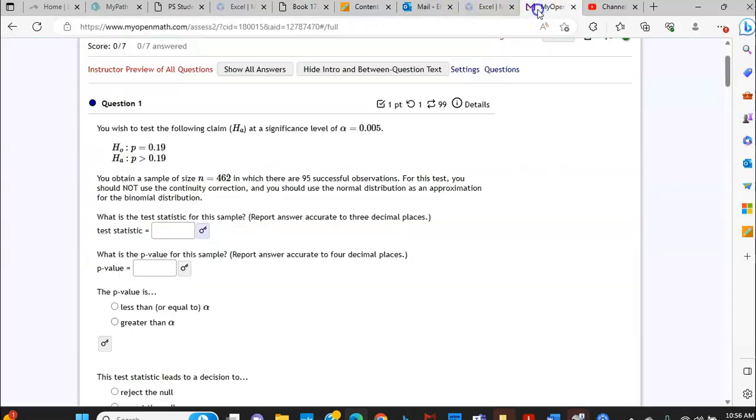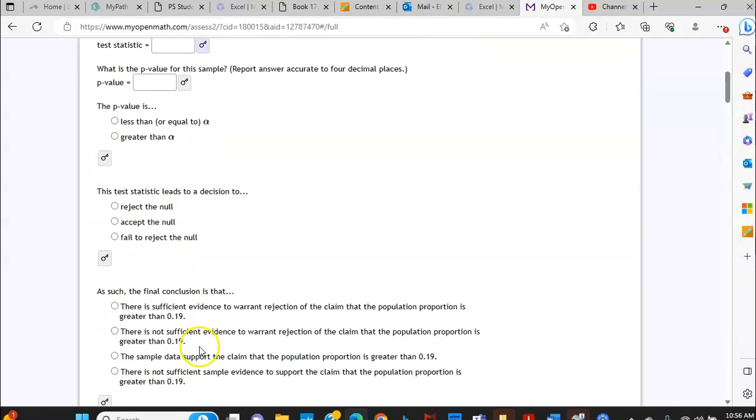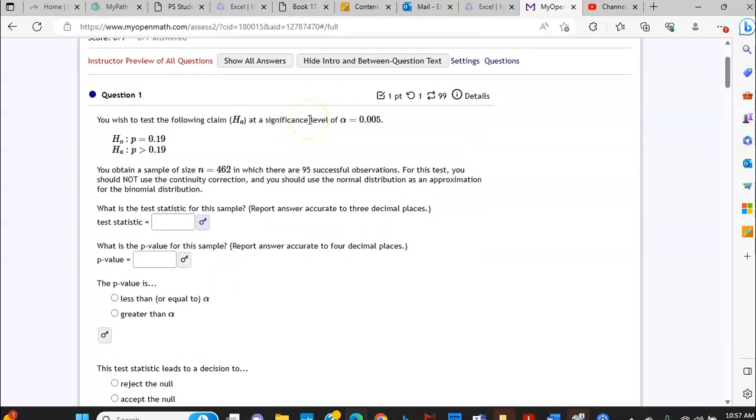Now, 0.196 is in no way smaller than 0.005. It's greater than alpha, and of course, if it's greater than alpha, we fail to reject the null. So there's not evidence to support our alternate. There's not sufficient evidence to support the claim that the population proportion is greater than 0.19. We can't support that alternate. Hopefully that helps with these proportion type problems.